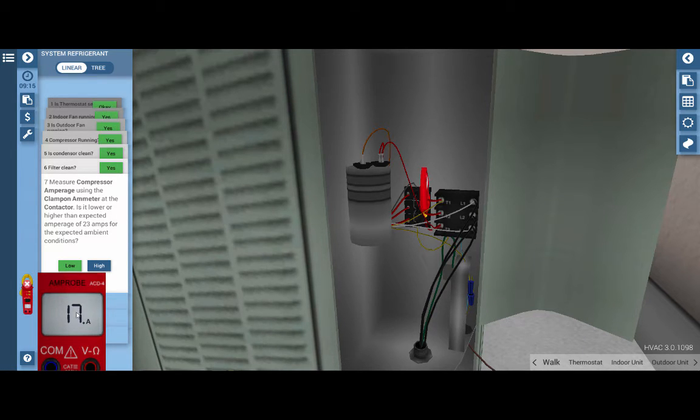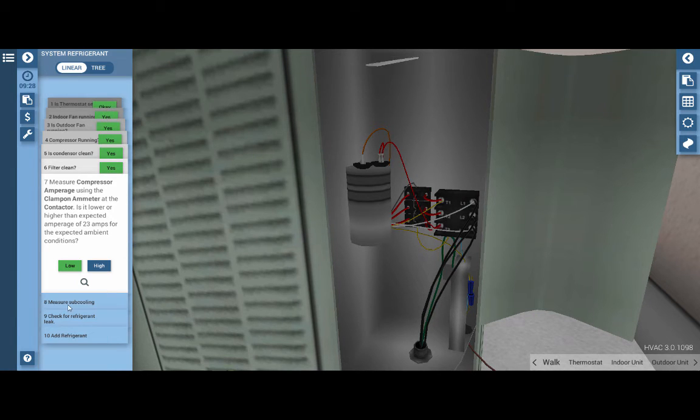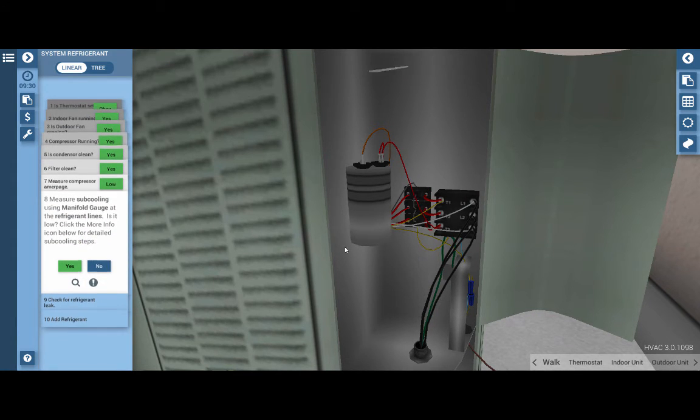So currently we know that not only is the amperage low, but the high side pressure or the condensing temperature is very low as well. This most likely indicates an undercharge or a leak in the system. So I'm temporarily going to store this back away, and we're going to measure subcooling here.